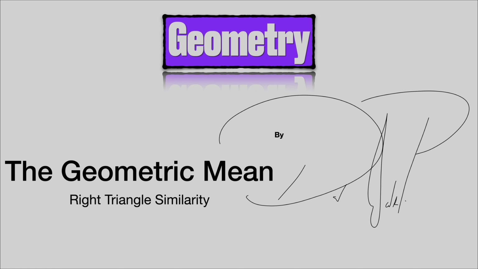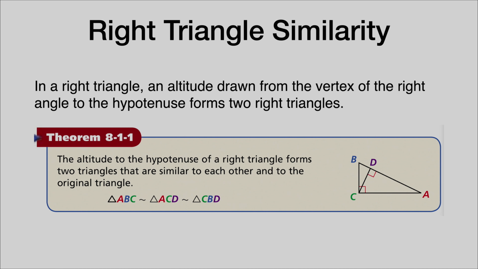Geometric mean. So to start with, we actually need to talk a little bit about right triangle similarity. In a right triangle, an altitude drawn from the vertex of the right angle to the hypotenuse forms two right triangles. In this case, the altitude that we're referring to is the altitude from C to D. And if you look, it creates a right triangle, this small one right here, and this small one right here. Now, here's the interesting thing.